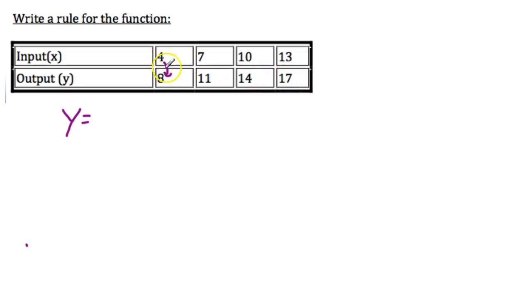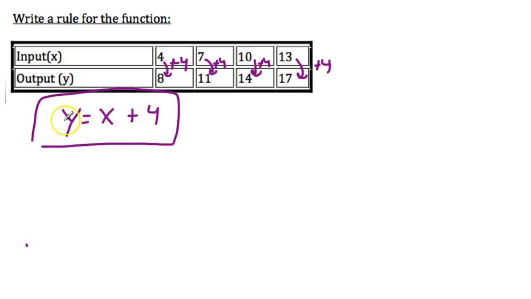All right, what about 4 plus 4 equals 8? Let me try. Plus 4 equals 8. Well, 7 plus 4 is 11. 10 plus 4 is 14, and 13 plus 4 is 17. So it looks like plus 4 works. So the rule is going to be, we take the input, which is x, and we add 4. So we have an equation, or the rule, describing the relationship of the input and the output.